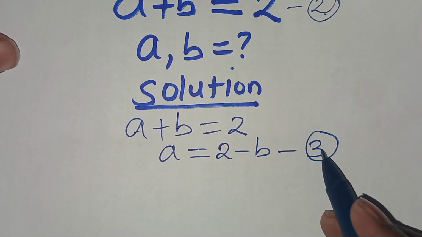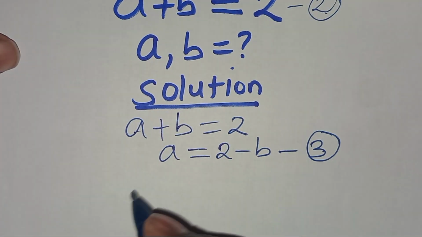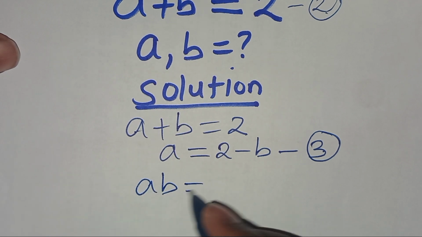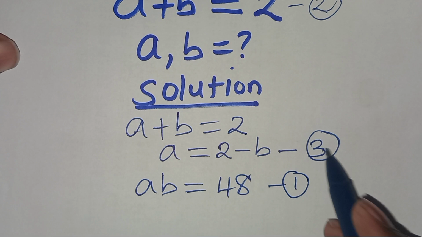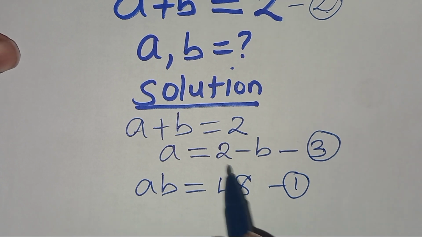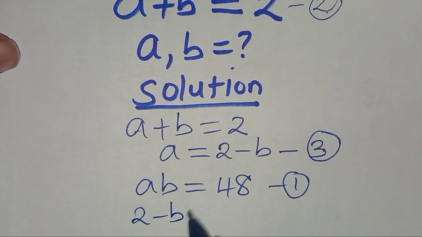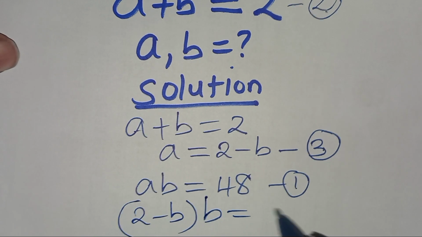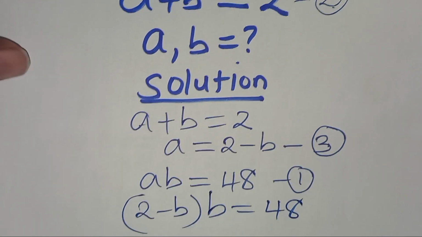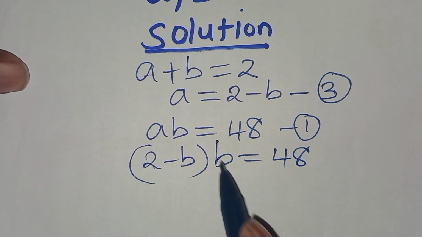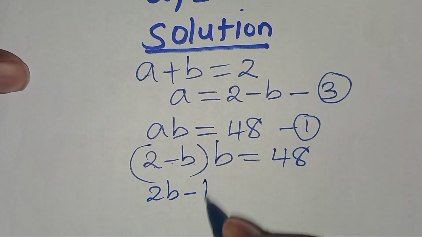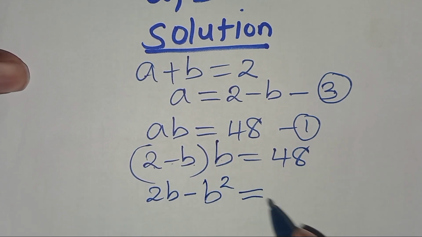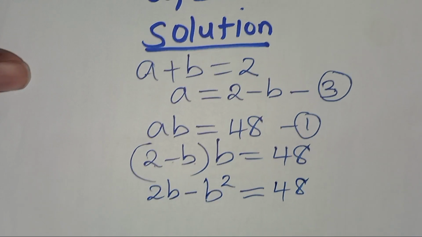Substituting equation 3 into equation 1, we'll have AB is equal to 48. This is equation 1. So substituting equation 3, we'll have A is 2 minus B multiplied by B. This is equal to 48. Okay? So now we'll have 2 times B, which is 2B, subtract negative B times B. This is B squared, negative B squared, which is equal to 48.